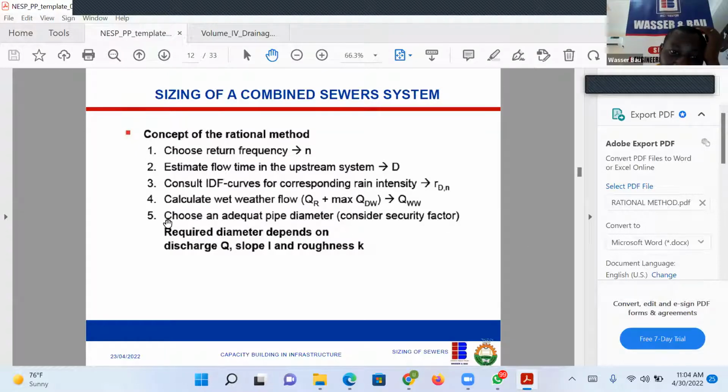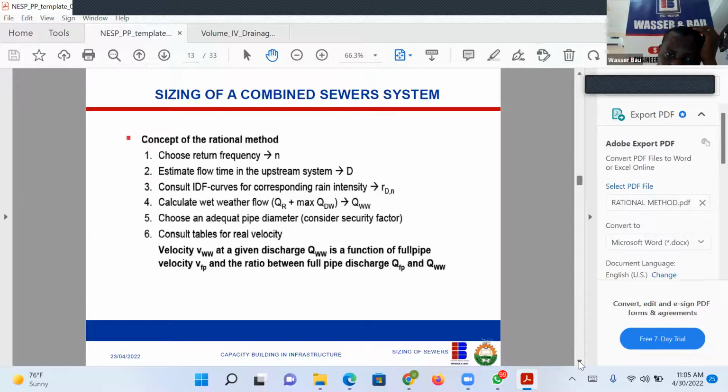However, you should remember that required diameter depends on the discharge, the slope, and the roughness. This should not be a big deal for those who have attended the last class. Engineering is engineering. After that, you can also consult the table to get your real velocity, which we did last time. That same chart we use in water design, you can also use it here, another chart based on different shapes of drain.